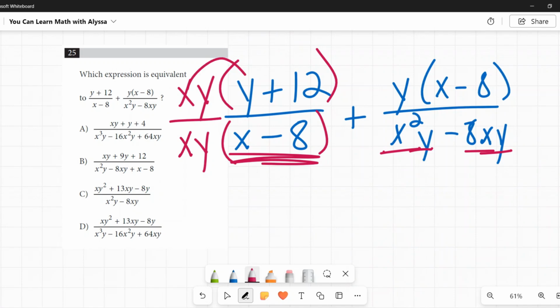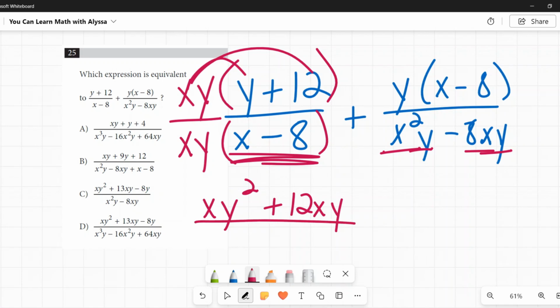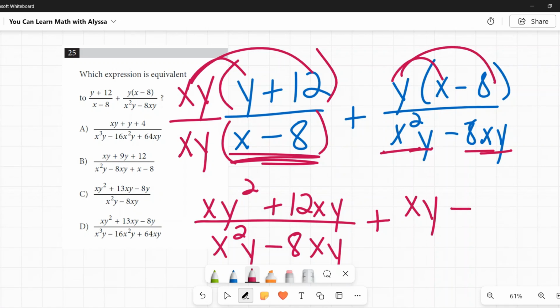Okay, so I'm going to do that first. Let me distribute here. xy times y is xy squared, and xy times 12 is 12xy. Then on the bottom here, I have the denominator I was looking for, x squared y minus 8xy. Woohoo! Now up here, I'm going to distribute this. x times y is xy. y times negative 8 is negative 8y. That's all over x squared y minus 8xy.